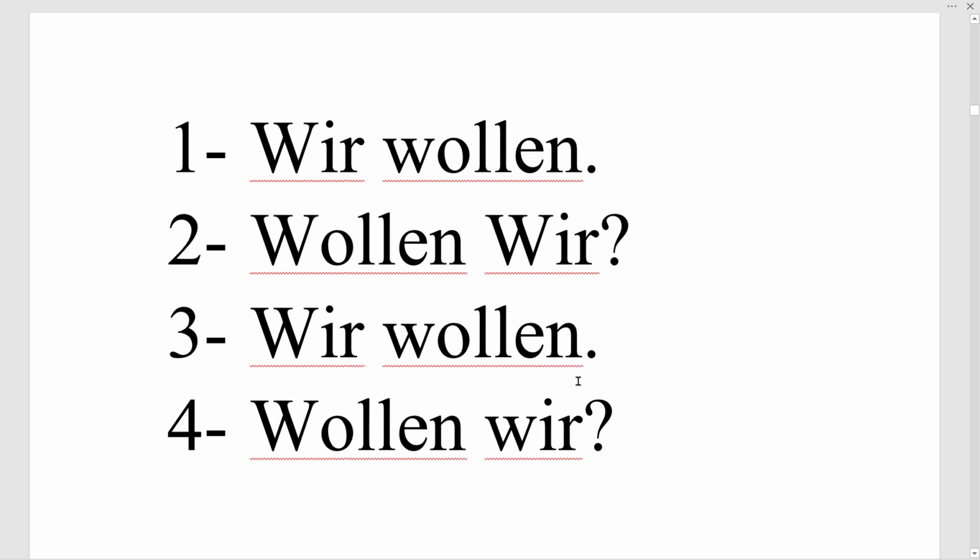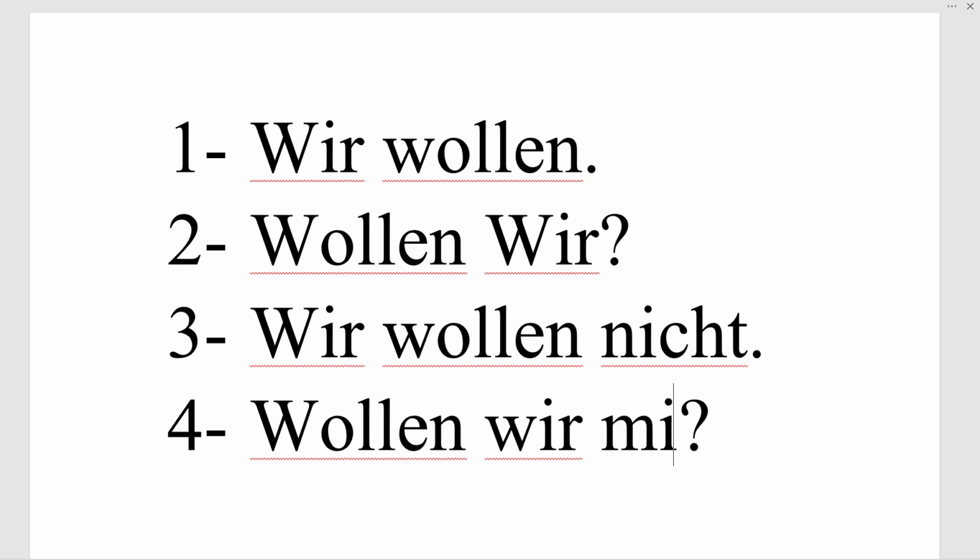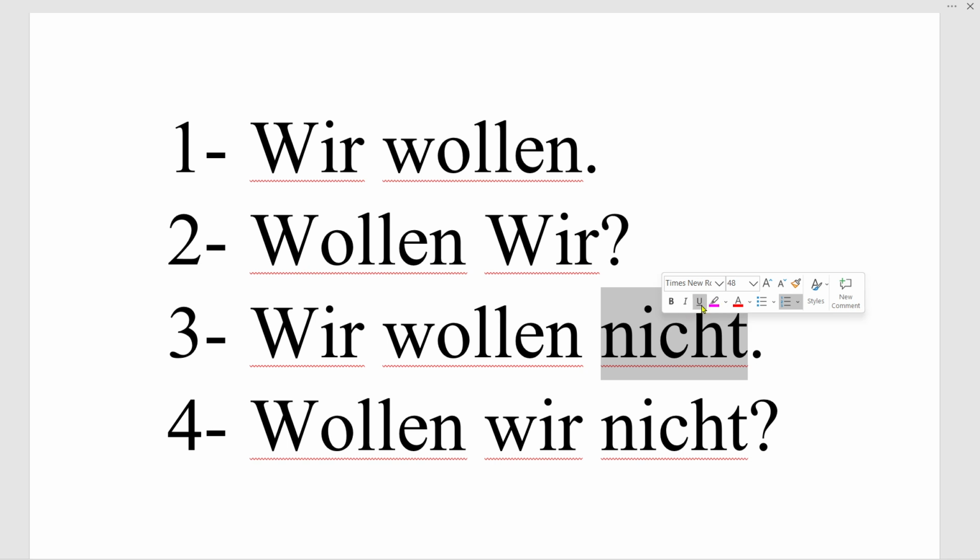But what do we do here? What we basically do here is add two nichts, which negates these two sentences. So wir wollen nicht means we don't want. Wollen wir nicht means don't we want. So just remember that. Easy peasy, now you can see how it goes.